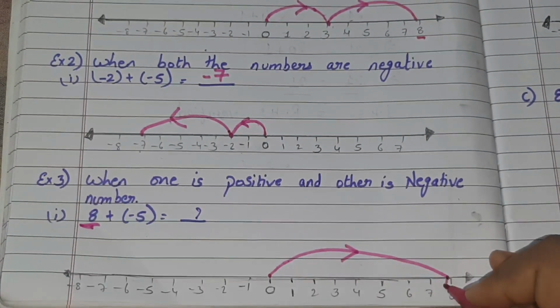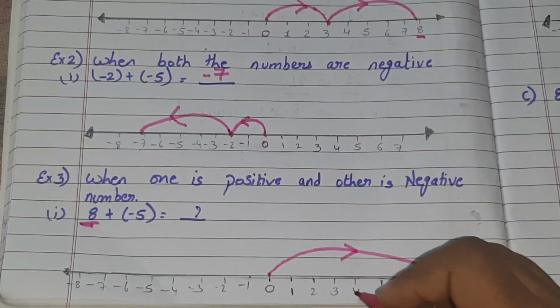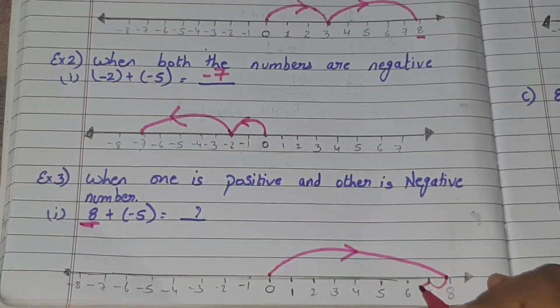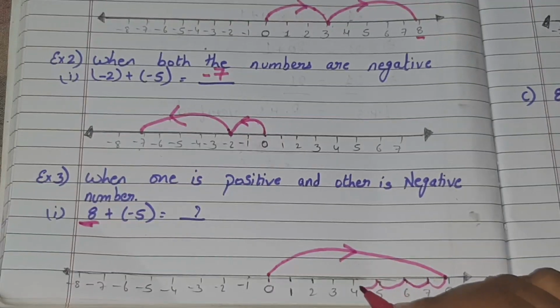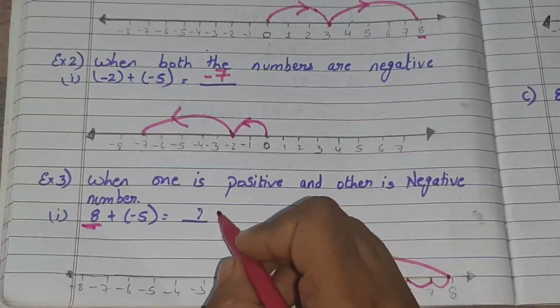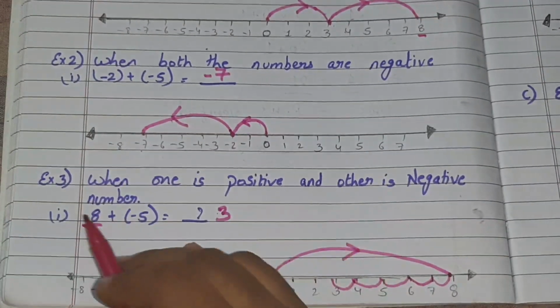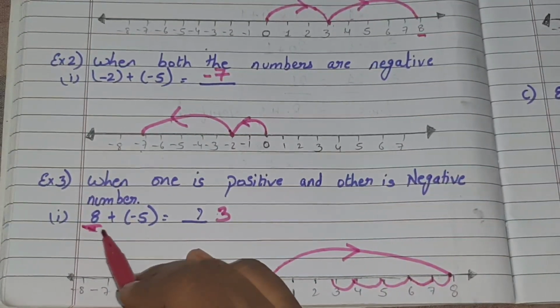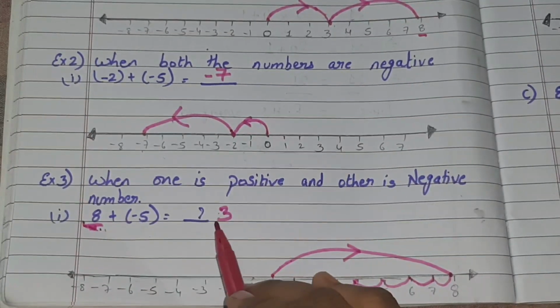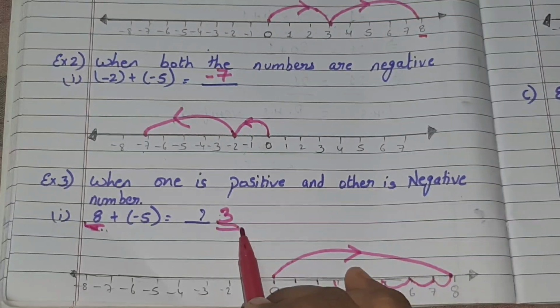How? You can see 1, 2, 3, 4 and 5. So directly we will minus it. So what are we getting? We will get 3. Why will we get 3? Because we are always seeing the greater number, and in the greater number you can see the positive sign is there. That's why we will get positive only.